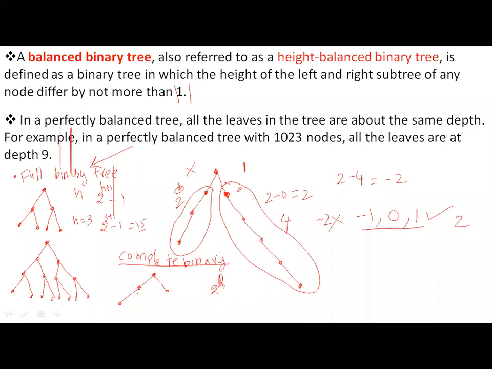Okay, and the leaf nodes are, as far as practicable, present as the left child nodes. Leaf nodes are present as far as practicable as a left child node. So that means in a complete binary tree, without having a left child, you should not have a right child. You should not have a right child.